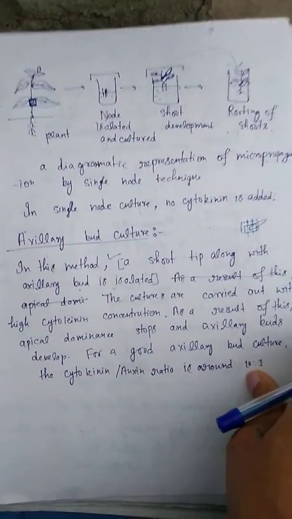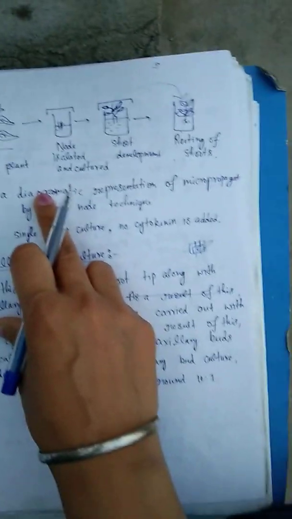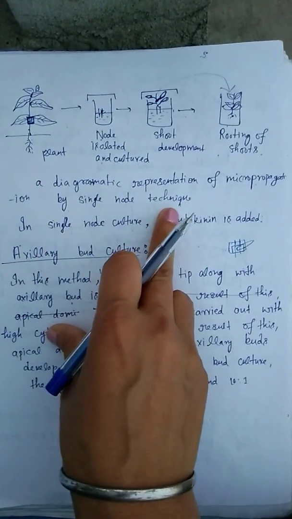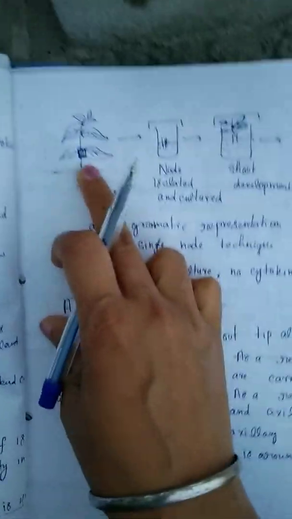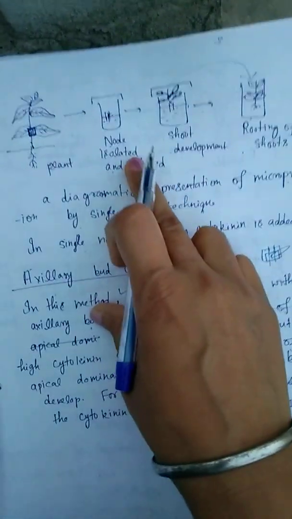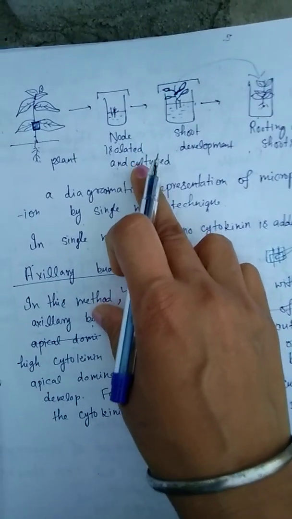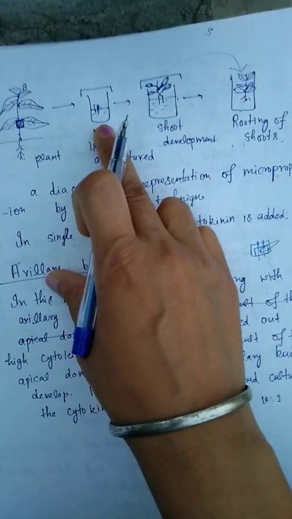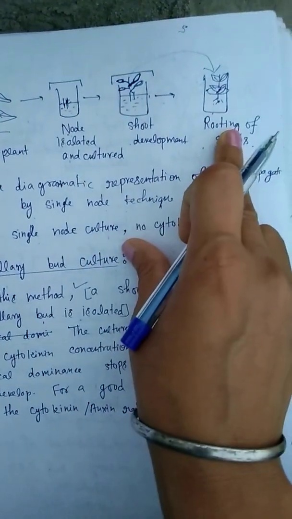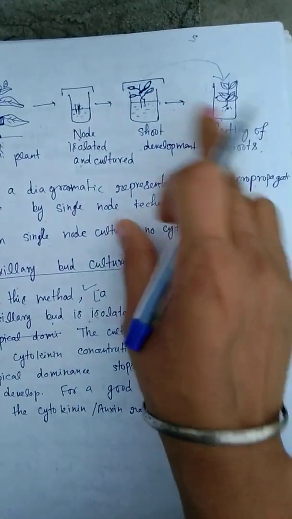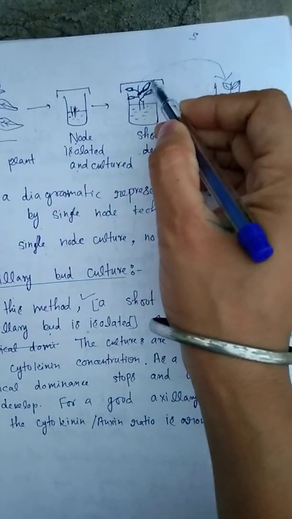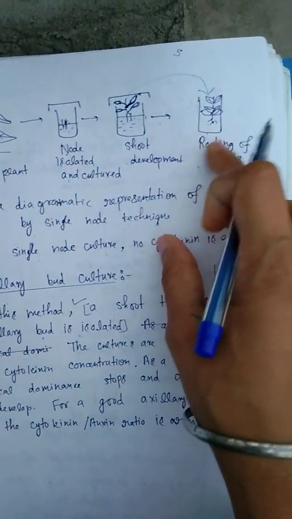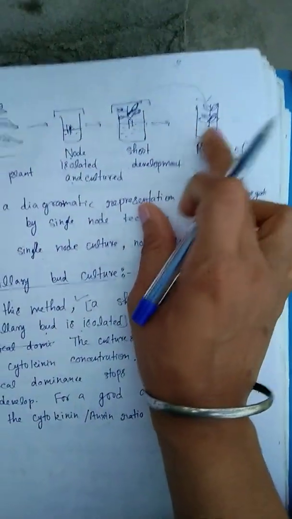Next technique is the single node technique. This is the diagrammatic representation of macropropagation by single node technique. We'll take the node from this part, and after the node is isolated, it is cultured on the MS media, then the shooting and rooting process is shown here. This is showing that the shoot is grown there, and here the rooting process is shown.